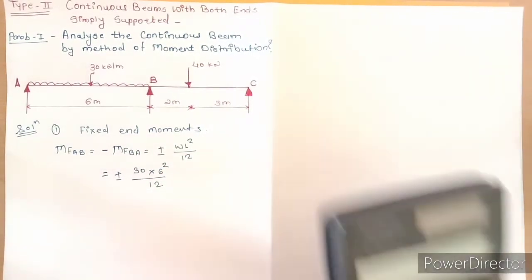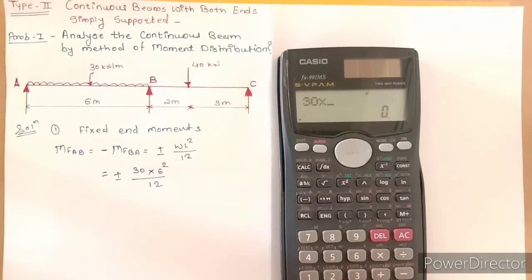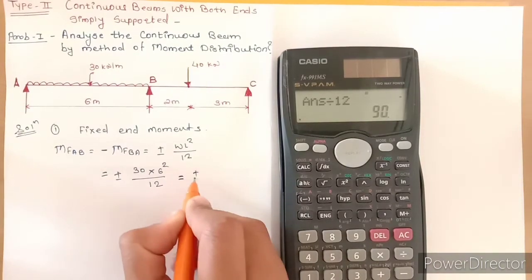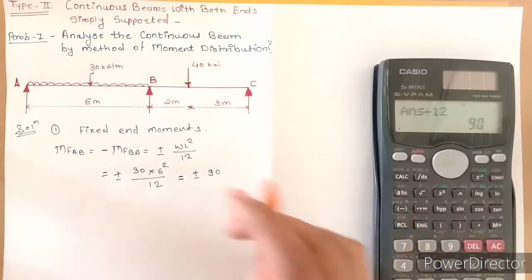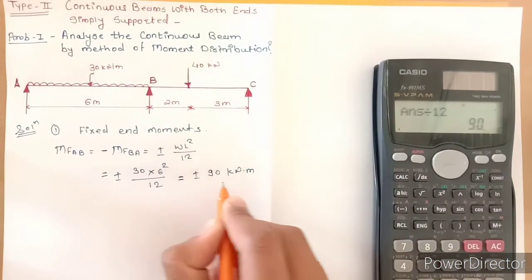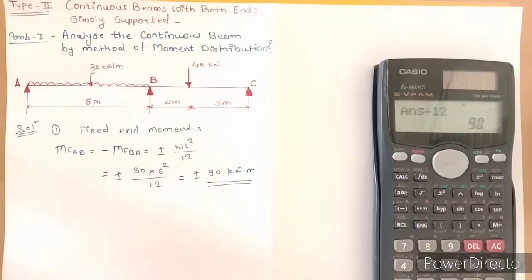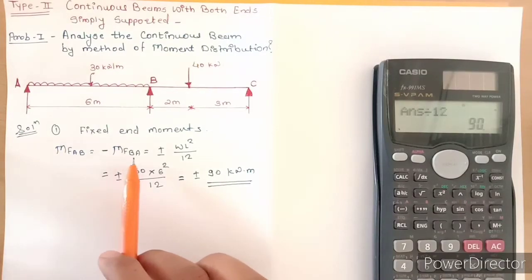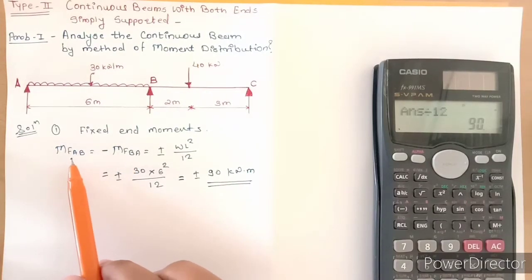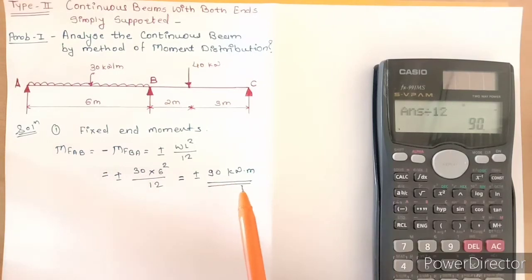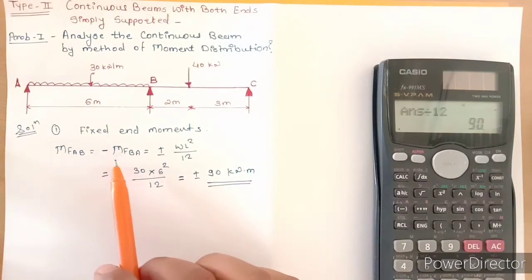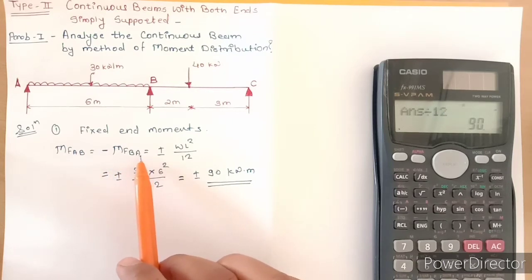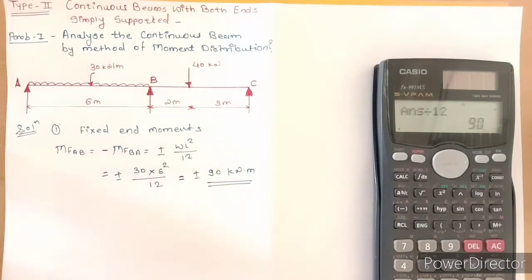So 30 multiplied by 6 square divided by 12 is nothing but 90, plus or minus 90 kilonewton meter. This is our fixed end moment for members AB and BA. That means the fixed end moment for member AB is plus 90 kilonewton meter and the fixed end moment for member BA is equal to minus 90 kilonewton meter.